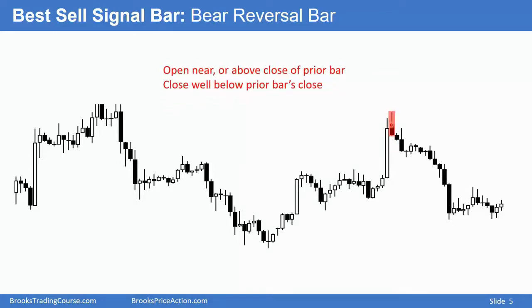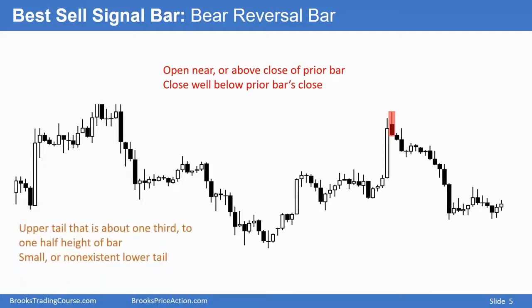It opened near or above the close of the prior bar, and it closed well below the prior bar's close, in this case just a little bit below, and the tail about a third to a half the size of the bar, and the body reasonably good size. No tail or very small tail on the bottom. So that's the sell signal bar, and bears will place an order to sell just below its low, and they would get filled on this small bear bar.